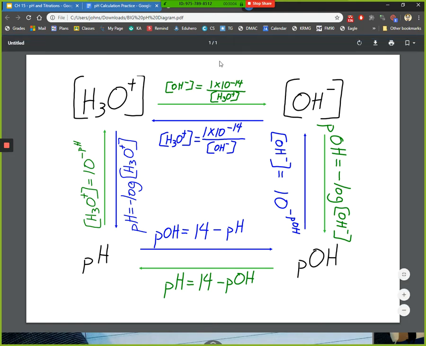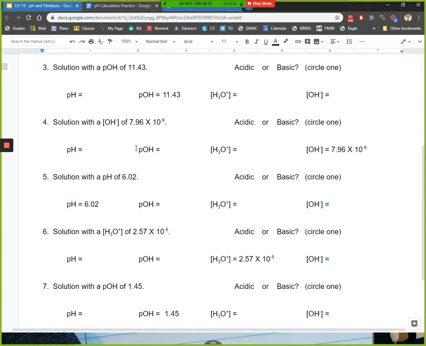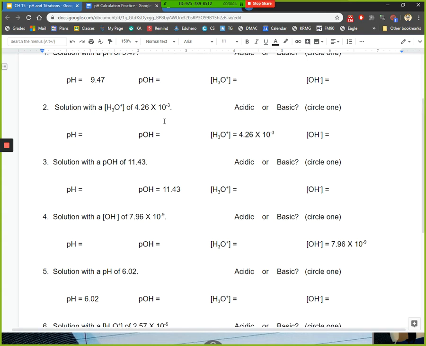I'm going to take a look at this pH calculation practice that I gave to you. Let's start with number 2, because number 2 is one where it gives us the hydronium concentration. It says it's 4.26 times 10 to the minus 3.